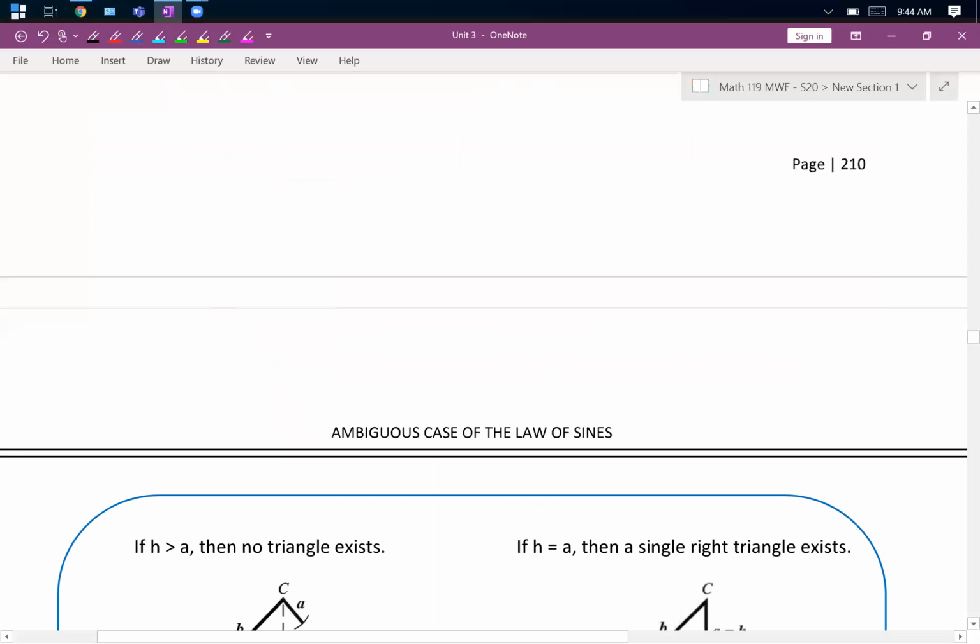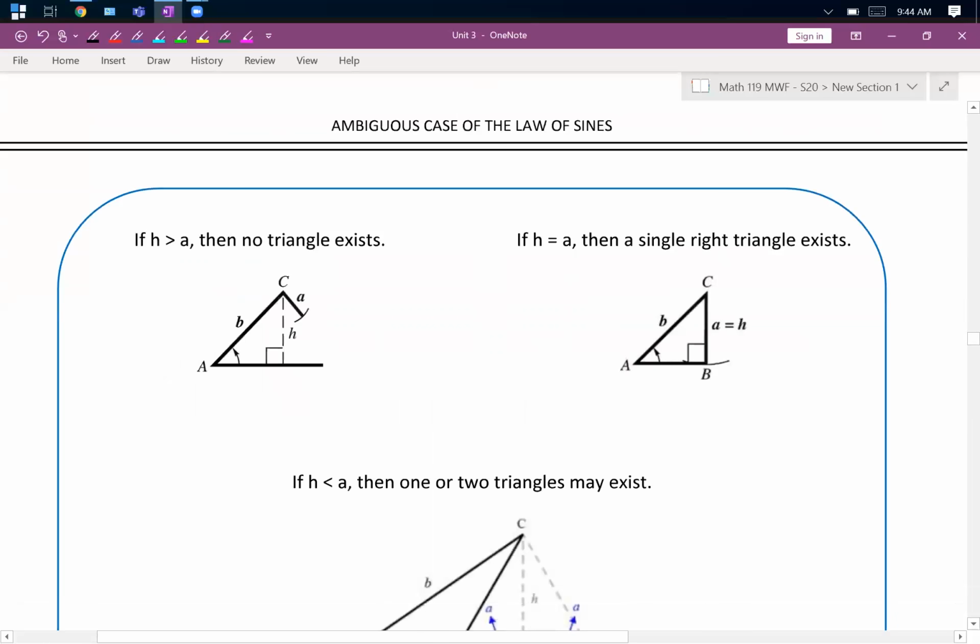So if the height here is greater than what this side here is, then that side a is never going to touch the other side to create a closed triangle. So if h is greater than a, then no triangle exists. If the height and our side a are equal to each other, then a single right triangle is going to exist.